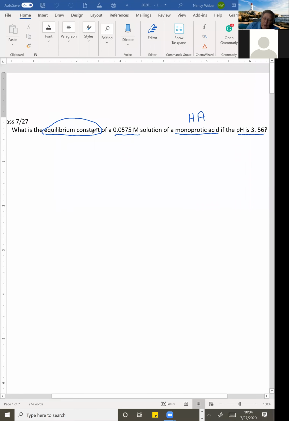Okay, it says the equilibrium constant, so you know it's a weak acid. That's what that means. I can write the general form of the equation. HA is in equilibrium with hydrogen ion plus anion. And the Ka is going to equal hydrogen times anion over HA. The fact that it's monoprotic means the coefficients are all going to be 1.